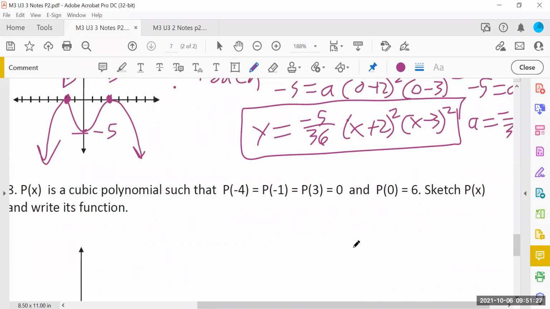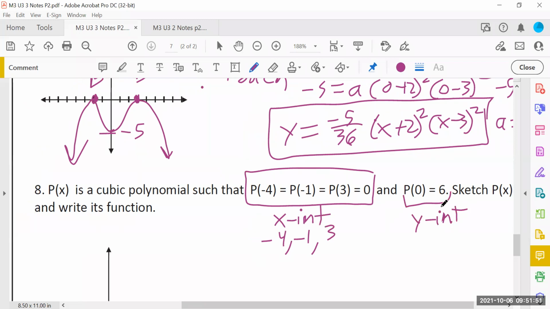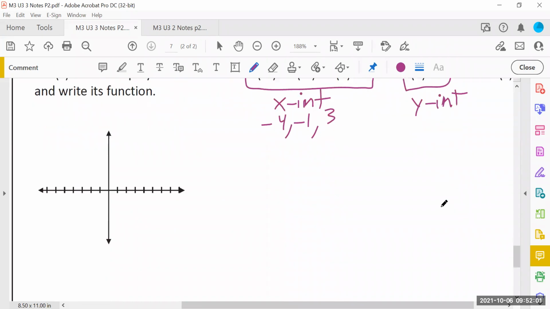So the last couple here are just different ways of saying the same thing. This right here, if they tell you a point equals 0, these are x-intercepts. X-intercepts at -4, -1, and 3. This one where they put in 0, that's the y-intercept. So I'm actually not going to do number 8 with you right now because we already did these. It's just a different way of saying it. They're telling you the x-intercepts and the y-intercept, having you graph it and write out the equation.